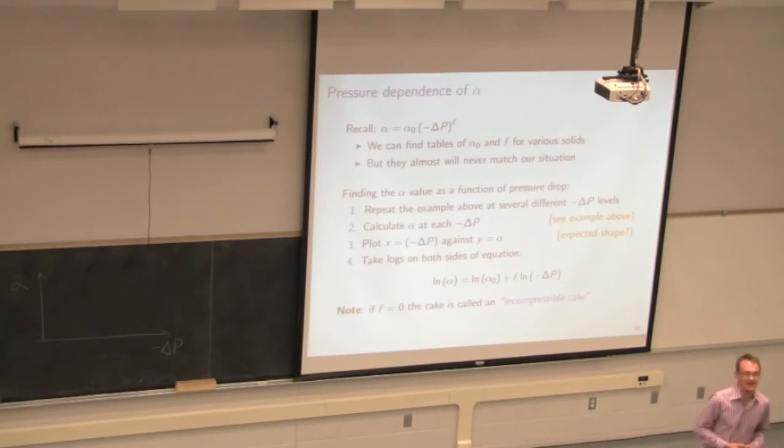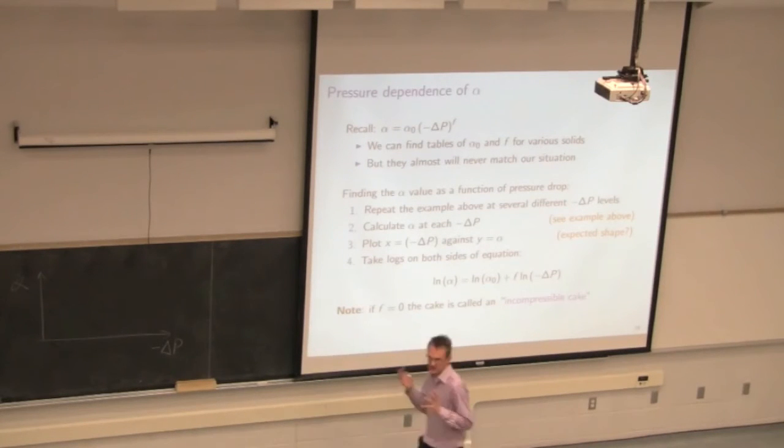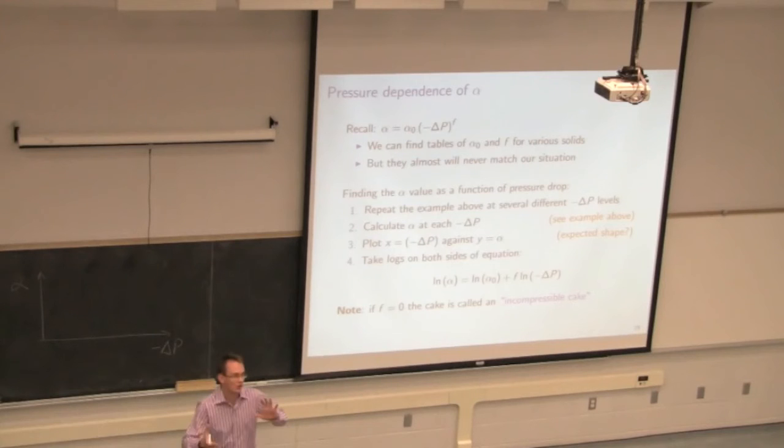Epsilon's the voidage in the cake. Is it going to increase or decrease? Decrease, okay. Epsilon is the voidage. It's the amount of open space in between the particles. And it's going to decrease as you increase the pressure. So we expect that as we apply greater pressure, we're going to pack those particles closer and closer together.